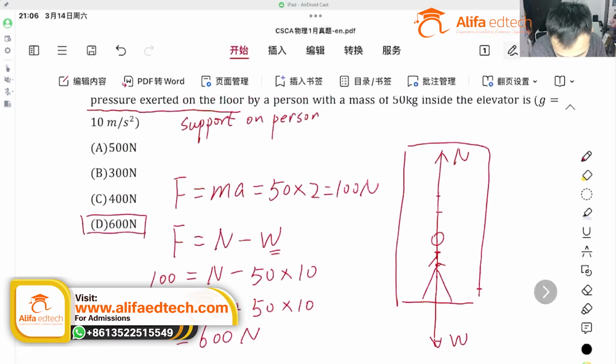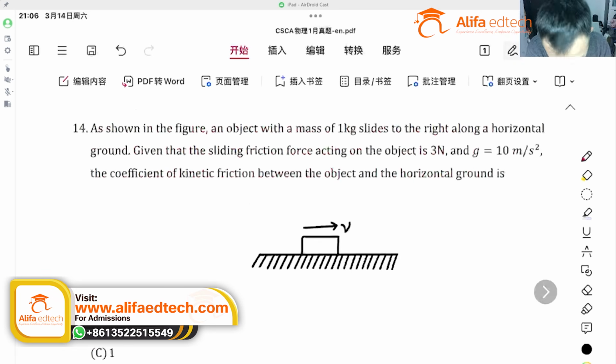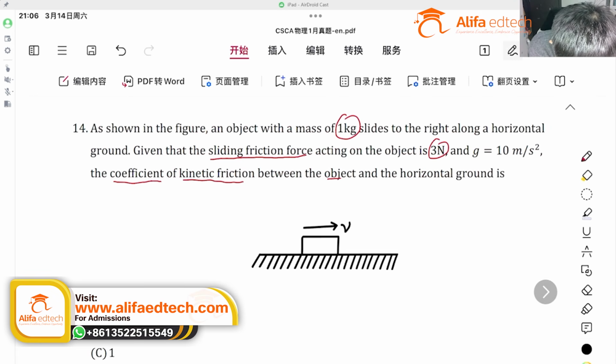Okay, next, 14题. As shown in the figure, an object with mass 1 kg slides to the right along the horizontal ground. Sliding friction force is 3 newtons. The coefficient of kinetic friction between the object and the horizontal ground is.